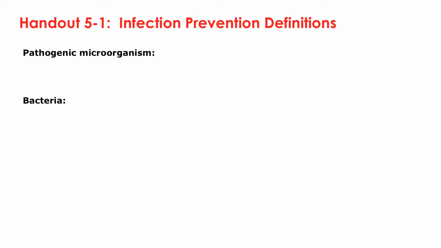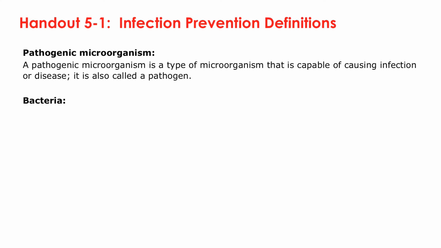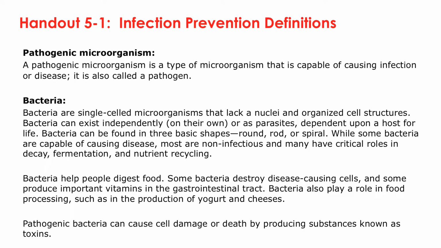So let's talk about some of the pathogenic microorganisms. Bacteria. We hear that a lot, right? Bacteria are single-celled microorganisms that lack a nucleus and organized cell structures. A nucleus is like the brain, for example, of that particular microorganism.